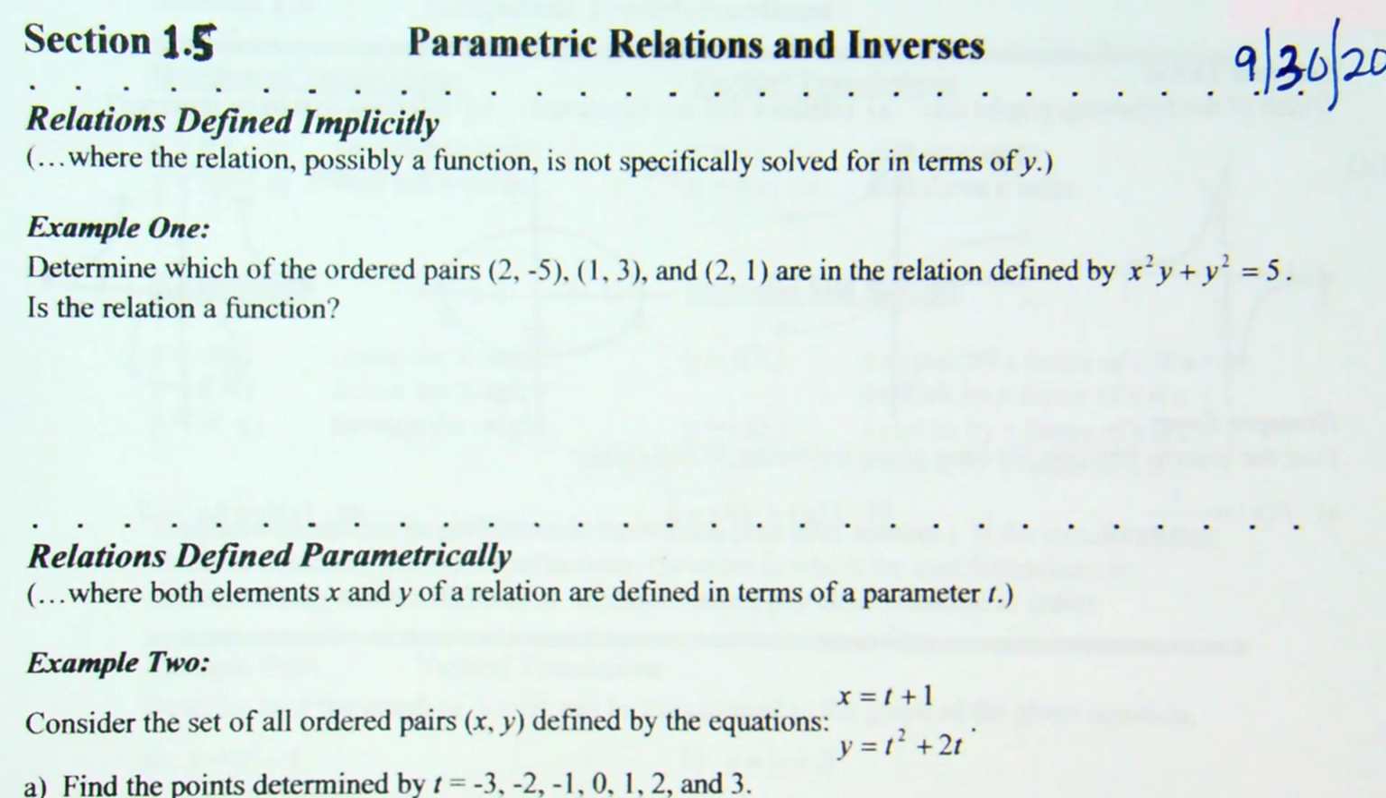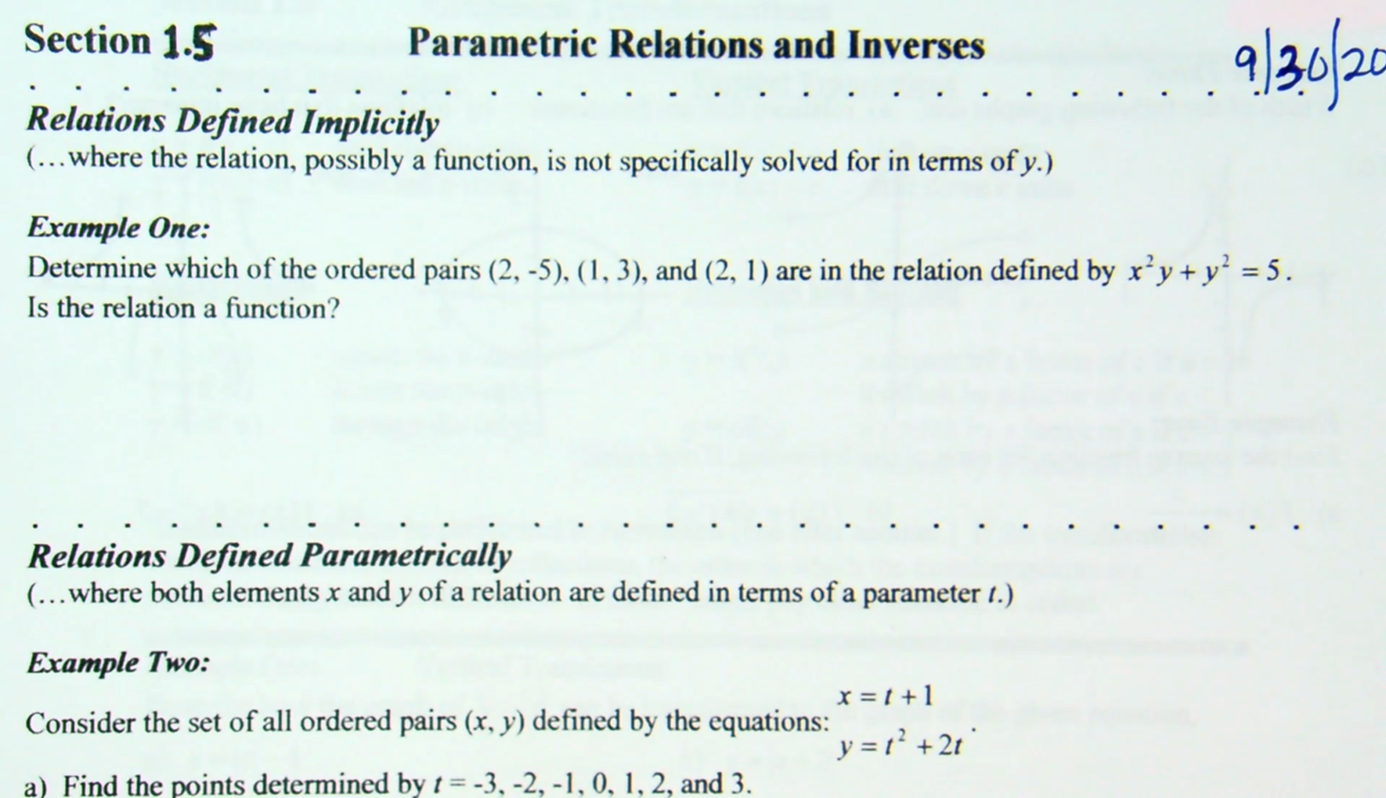Okay, guys. Lesson 1.5 is we're going a totally different direction here, whether it be good or bad. Different direction today. Something called parametric. Parametric relations, and then also talking about their inverses.